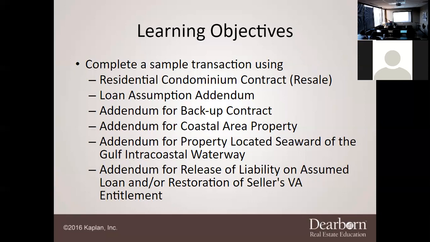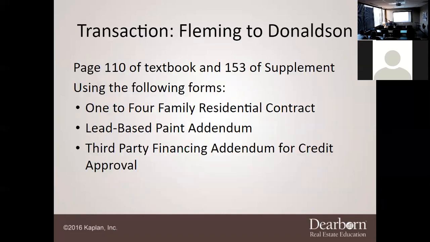And our last contract, we're going to complete a sample transaction using the residential condominium contract resale, the loan assumption addendum, the addendum for backup contract, the addendum for coastal area property, the addendum for property located seaward of the Gulf Intracoastal Waterway, and the addendum for release of liability on assumed loan and/or restoration of the seller's VA entitlement.